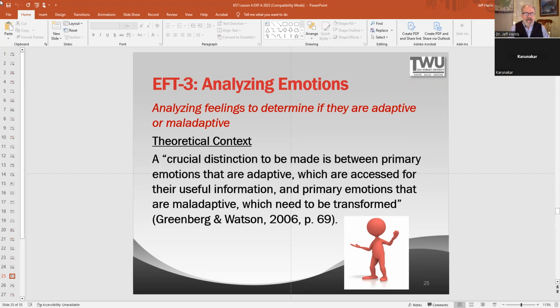So the theoretical context is that a crucial distinction to be made is between primary emotions that are adaptive, which are accessed for their useful information, and primary emotions that are maladaptive, which need to be transformed. So when we find adaptive emotions, we're going to reinforce those. And when we find maladaptive emotions, we're going to try and transform them.